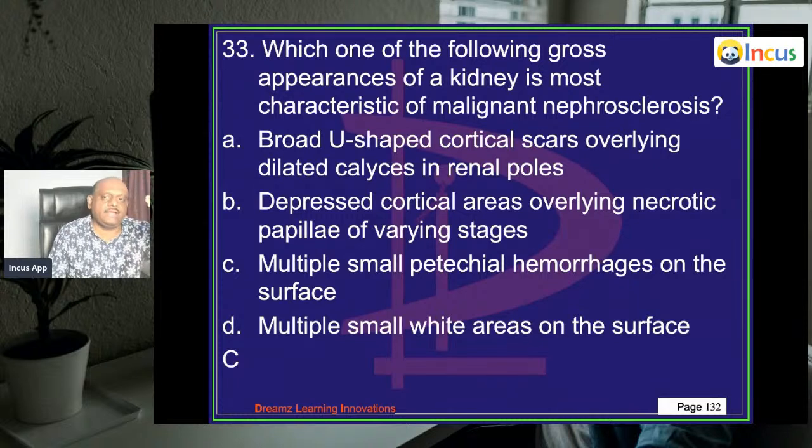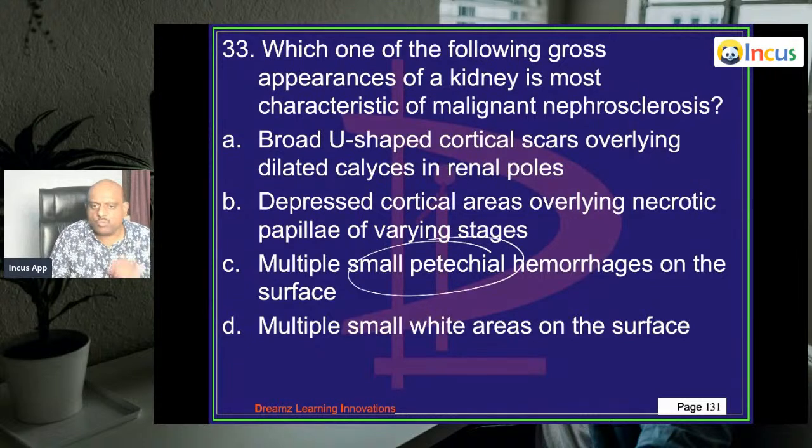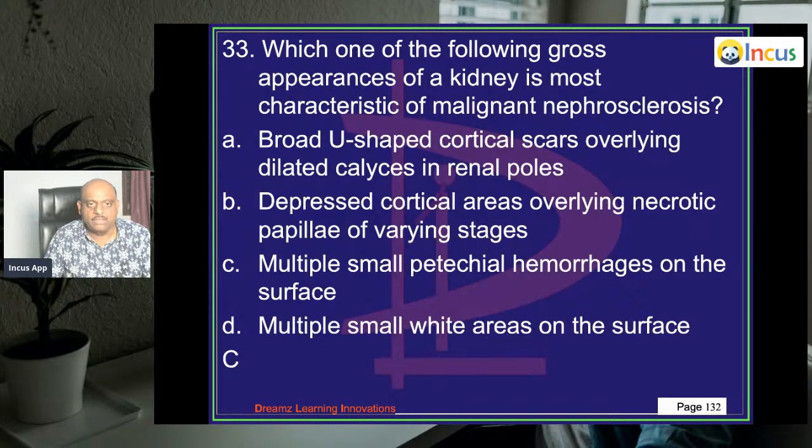In malignant nephrosclerosis, if the BP has gone very high and is not controlled, what happens? Malignant nephrosclerosis. In malignant nephrosclerosis there will be small petechial hemorrhages on the surface of the kidney, and that is called flea-bitten kidney. Flea-bitten kidney is what you should remember.